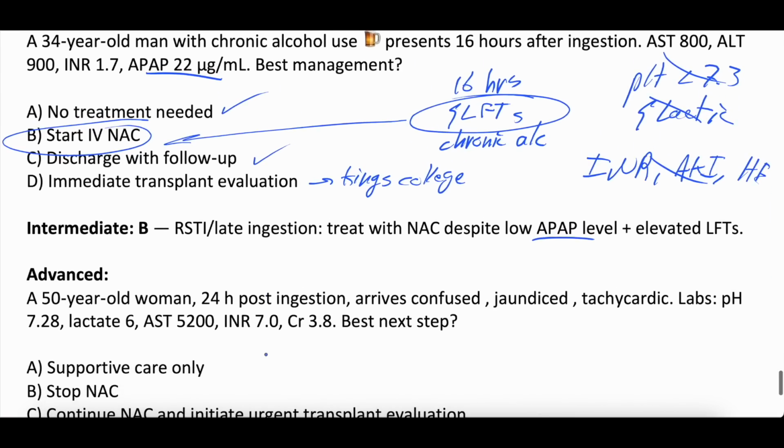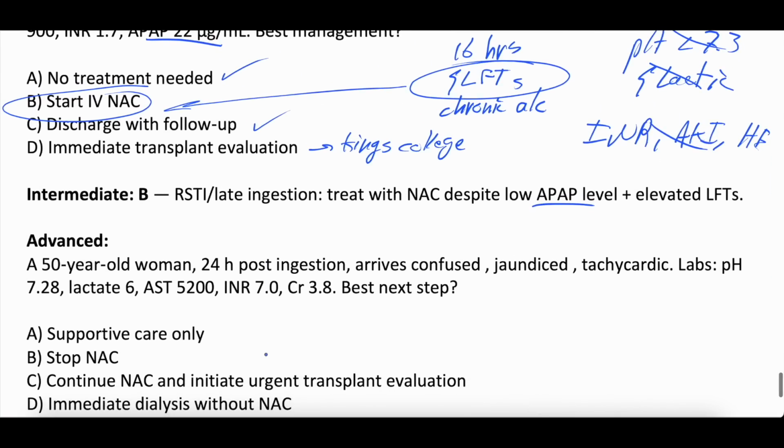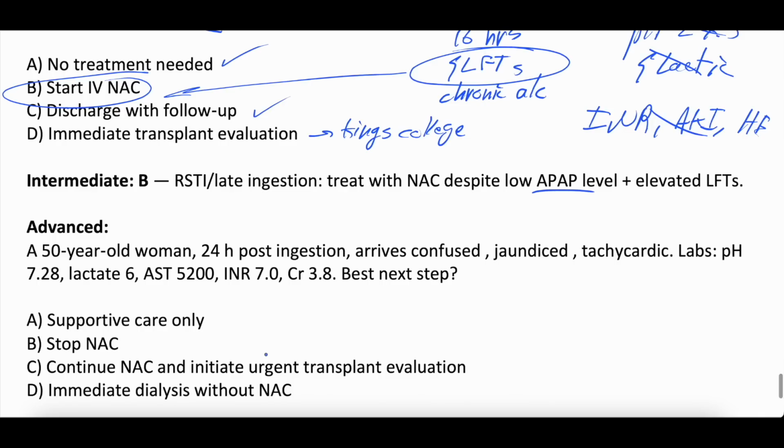All right, last question, advanced. A 50-year-old female, 24 hours post-ingestion, arrives confused, jaundiced, tachycardic. Labs have a pH of 7.28, a lactate of 6, AST of 5,200, INR of 7, and creatinine of 3.8. What is the best next step? A, supportive care. B, stop N-acetylcysteine. C, continue N-acetylcysteine and initiate urgent transplant evaluation. Or D, immediate dialysis without N-acetylcysteine. Pause here if you need more time.